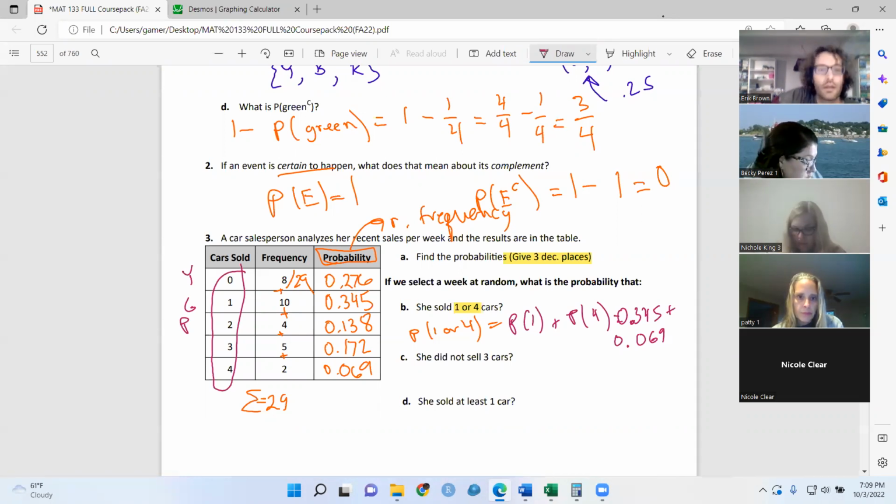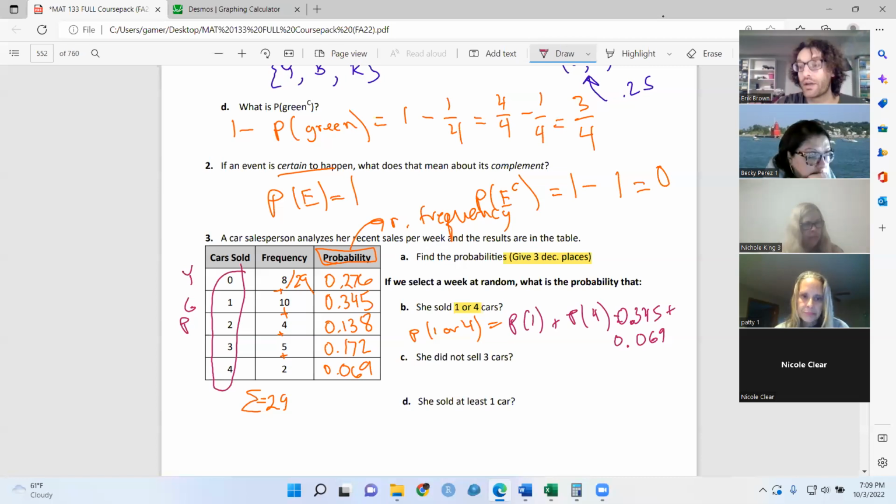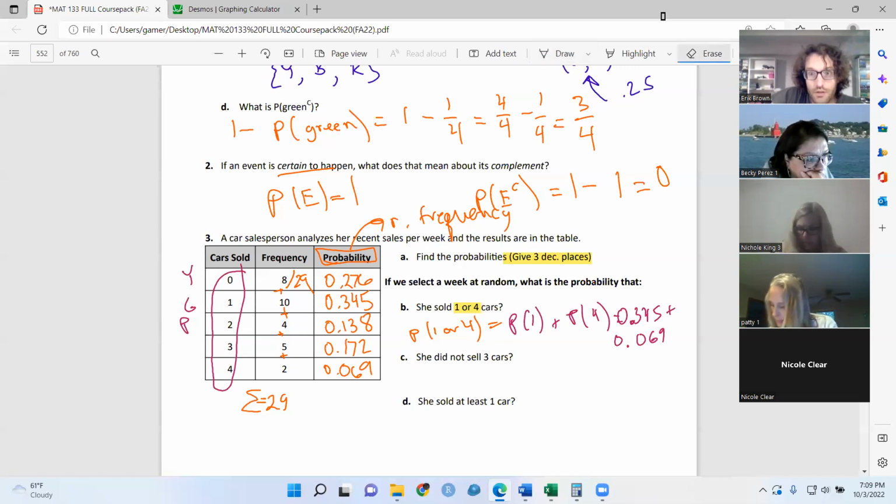Since in the context here, this is a car person looking at their sales per week, you can't have a week of sales where you sold only 1 car and only 4 cars in the same week. That doesn't make any sense. So the number of cars sold as outcomes are disjoint because they can't overlap, which is what allows us to do this. And then what is the sum of those two? 0.414.